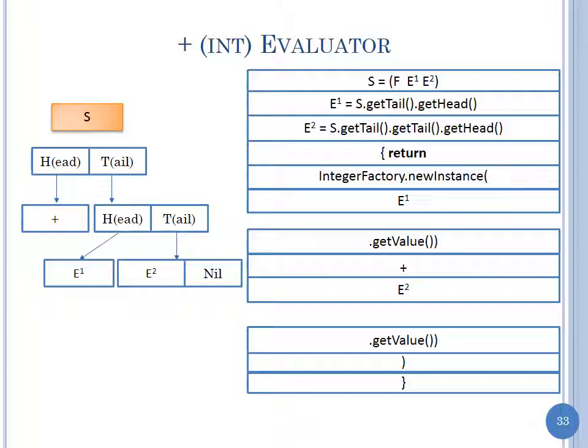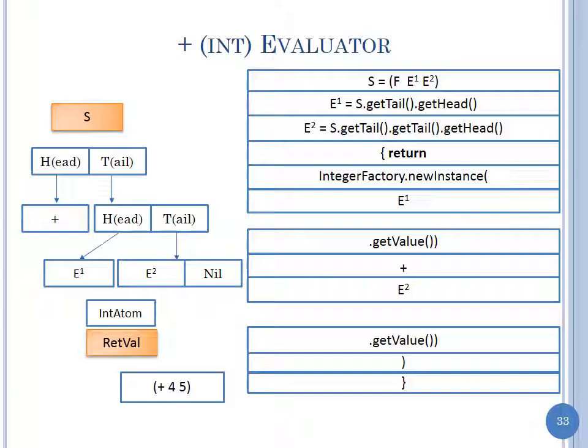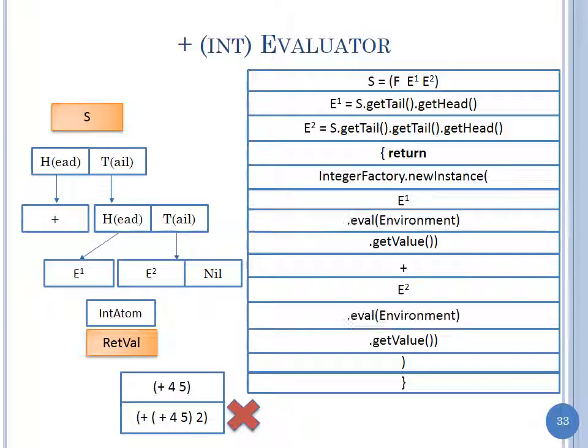Okay. So if I enter +4, 5, that'll be fine. I'll create this int atom. But if I do +4, 5, 2, that's where what I've got on my slide will not work, and I have to do an eval with the environment. Okay? And that will work. Now you see that eval is calling eval. The kind of top-down eval that we were talking about is happening.